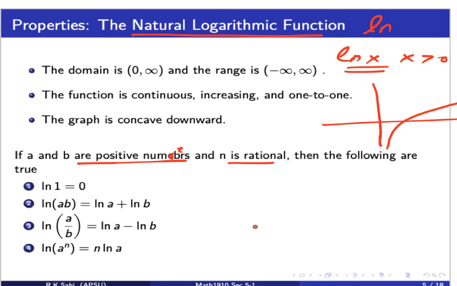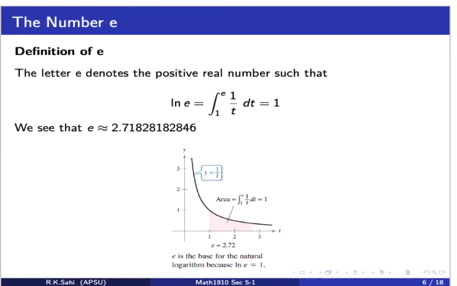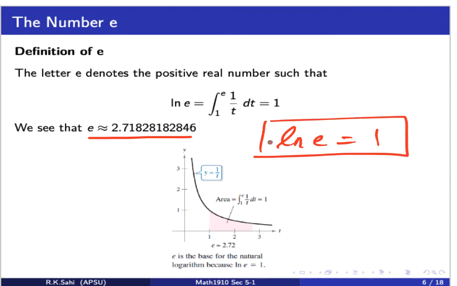Okay. The next one is the number e. We all know that the number e, when you plug it in our calculators, gives us 2.71828 blah blah blah. Okay? But the natural log of e is 1. That's also one of the properties. Notice what is the meaning of natural log.